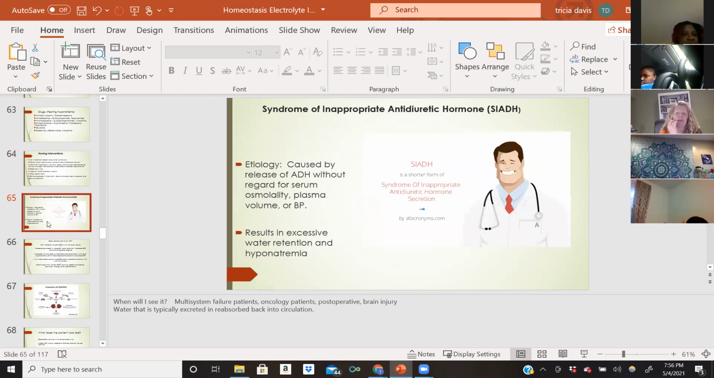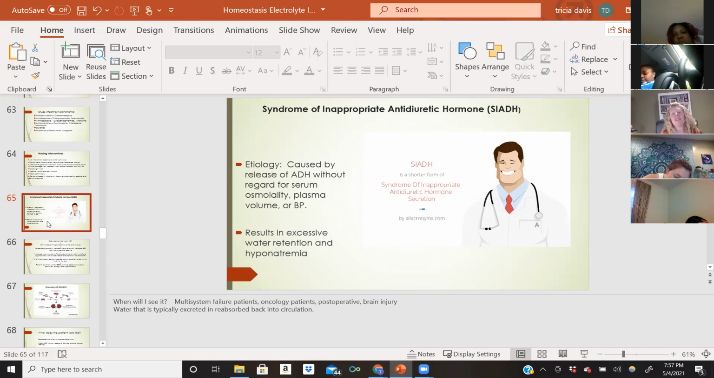So I said a couple slides back that we're going to talk about the syndrome of inappropriate antidiuretic hormone, SIADH. So this is caused by a release of ADH without regard for serum osmolality. So we said when there was a disturbance in our serum osmolality, or our plasma volume changed, or our blood volume changed, our blood pressure changed, that our body would release this ADH. Well, with this syndrome, it just releases without any regard for those issues. So we might not have any issues with serum osmolality, plasma, or blood pressure. It's just going to keep releasing.